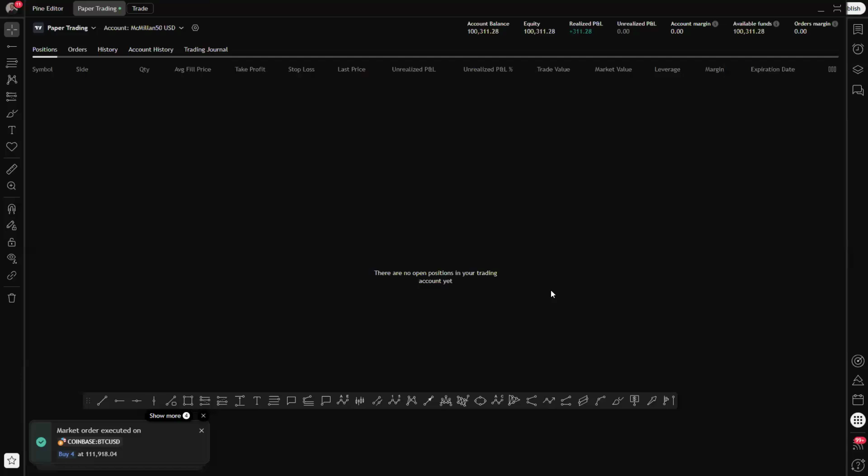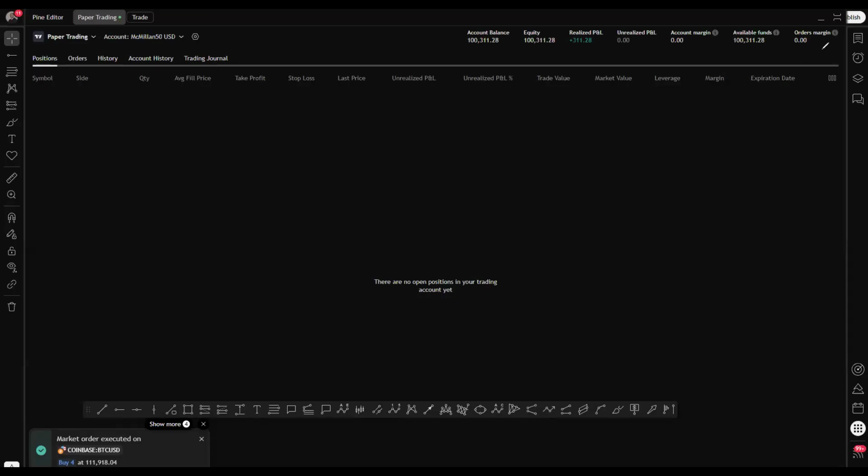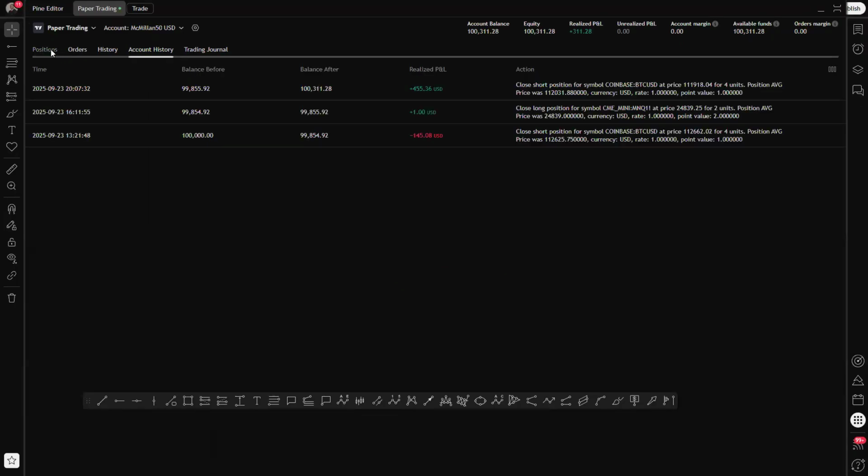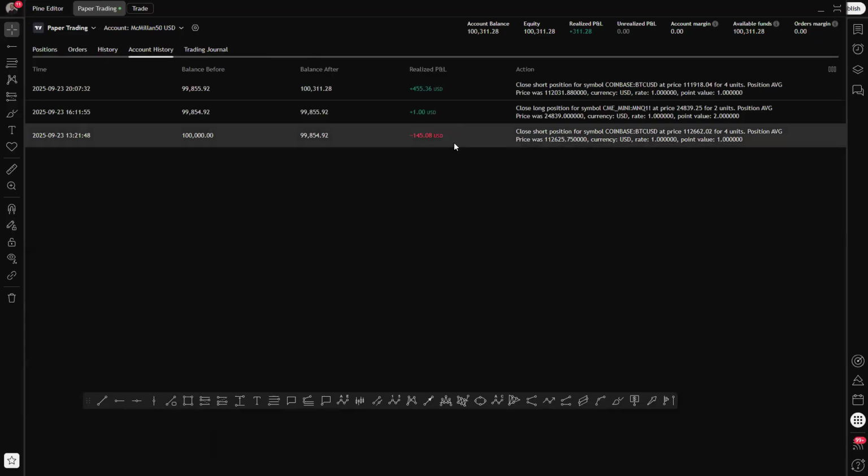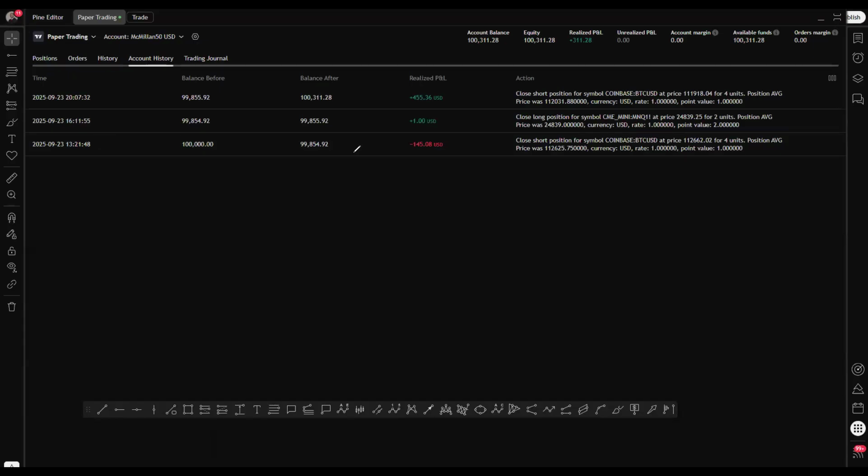All right. So we made, let's see, yeah, $455 here. We had a $145 loss there. So we made $455, so we made the loss back, and made $311 on top of that. Okay, let me screenshot that.